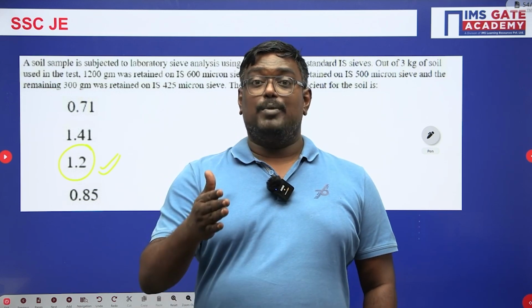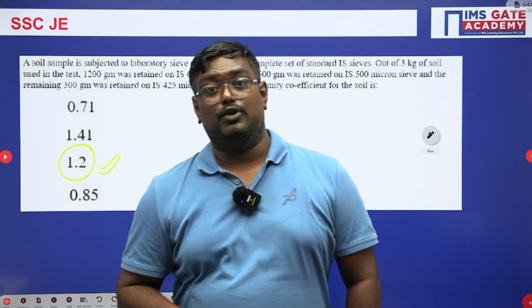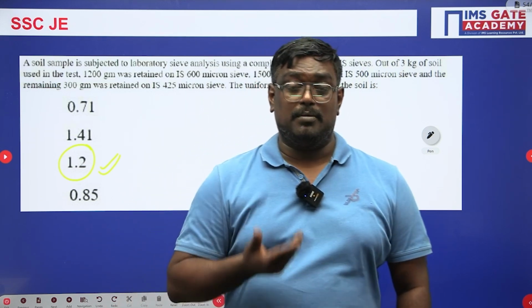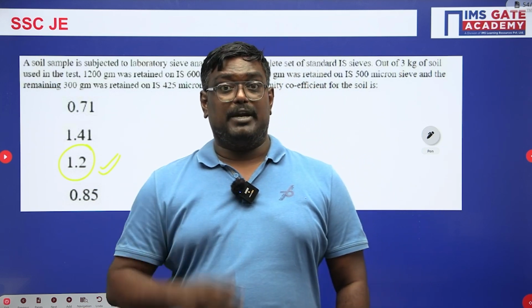For a soil to be well graded, it should satisfy both coefficient of curvature and coefficient of uniformity. Coefficient of curvature represents the shape of the curve. It is given by the formula D30 squared upon D60 into D10. For a well graded soil, it should lie between 1 and 3.